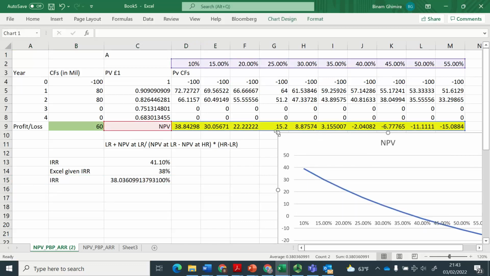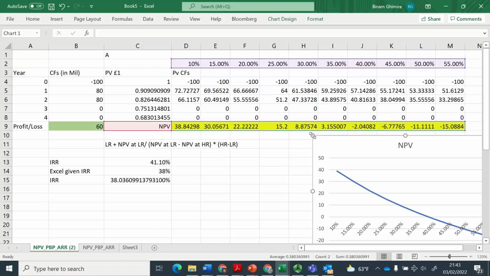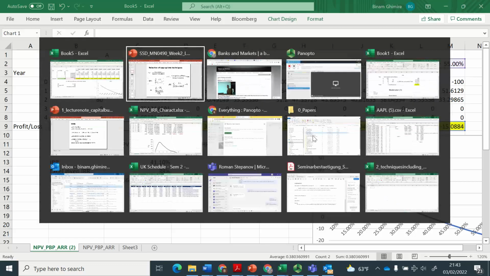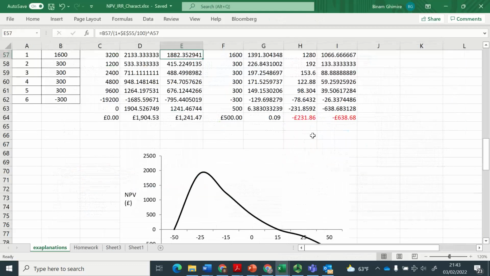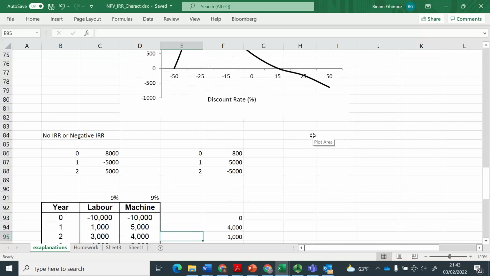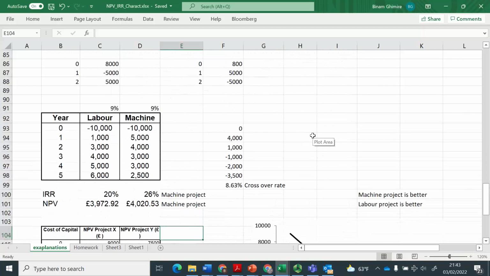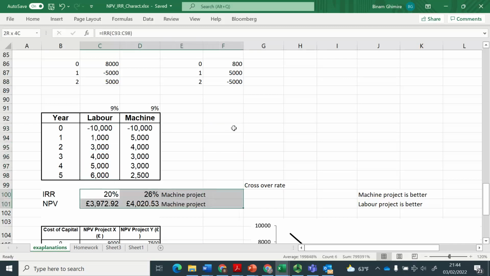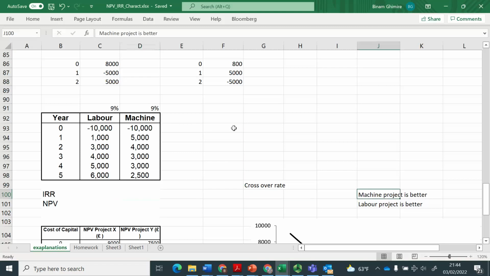But let's not forget the fact that IRR has some issues. So therefore, now I'm going to quickly talk about those issues. Number one, the issue is related to what we call crossover rate. Okay, and I have this example to talk to you about the concept of crossover rate.